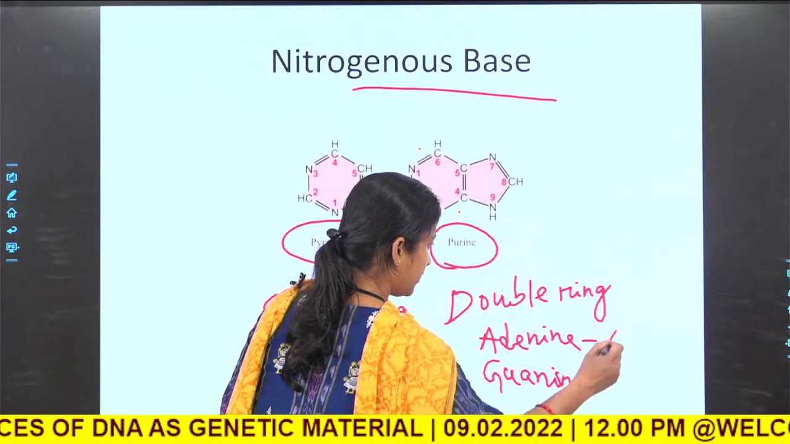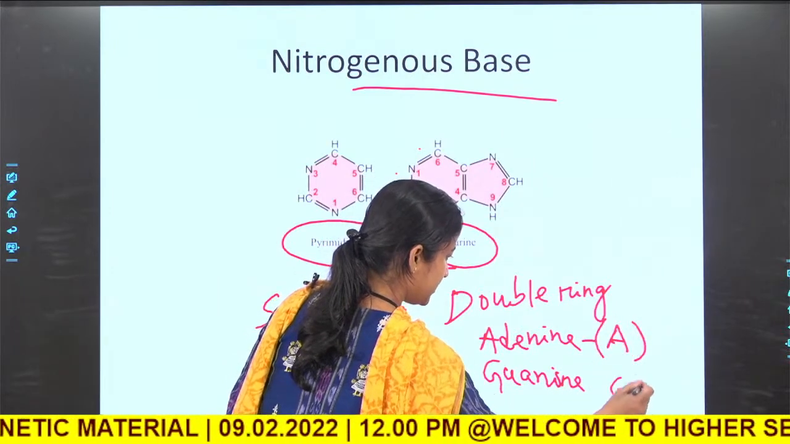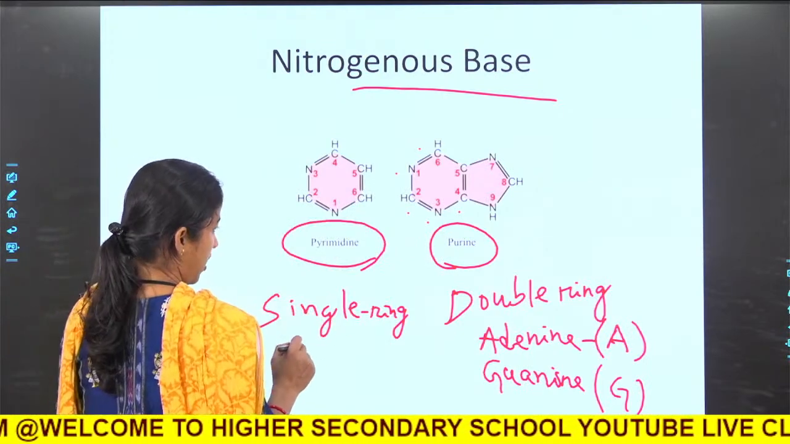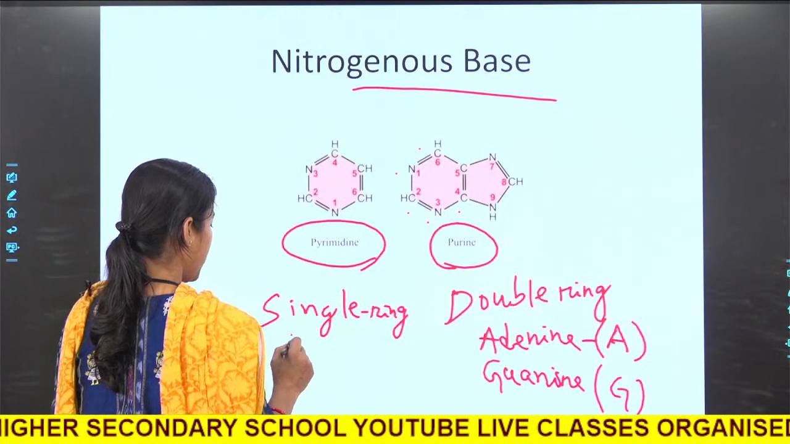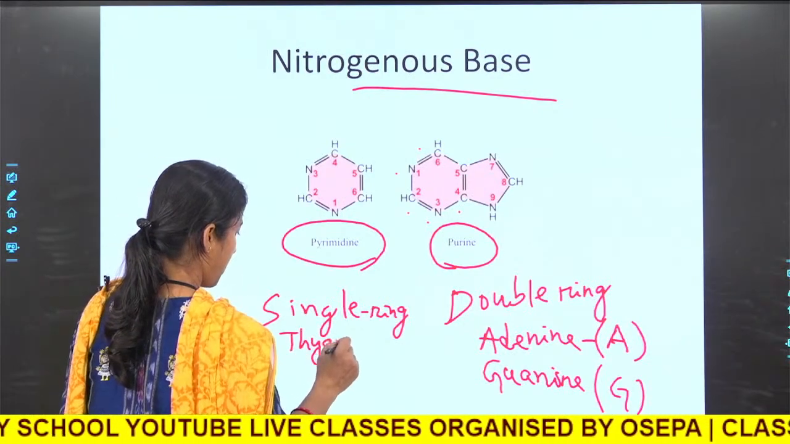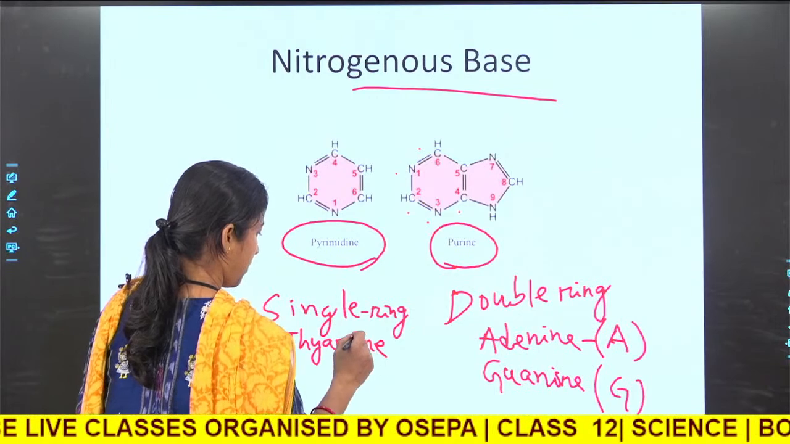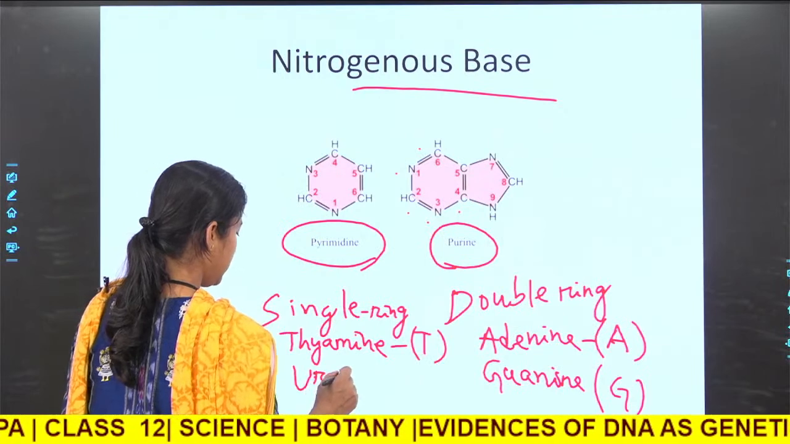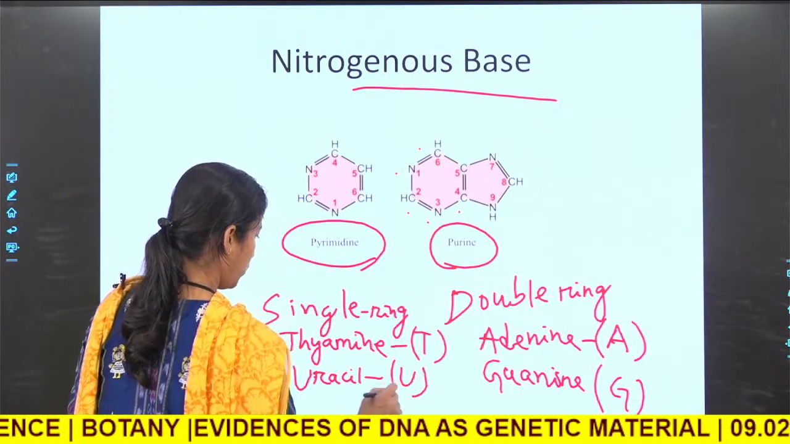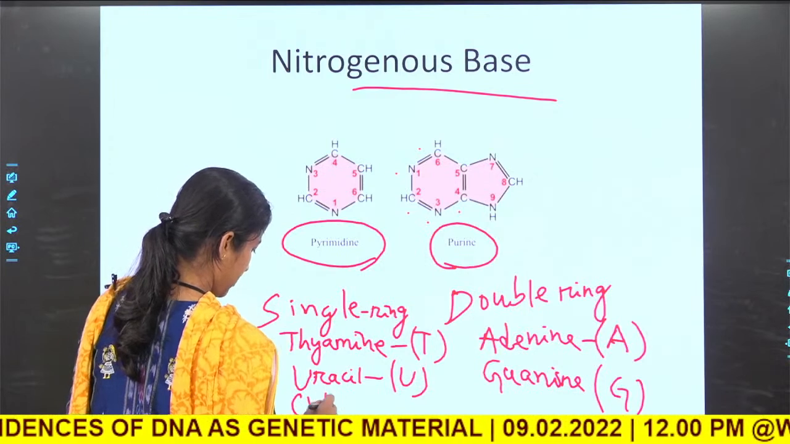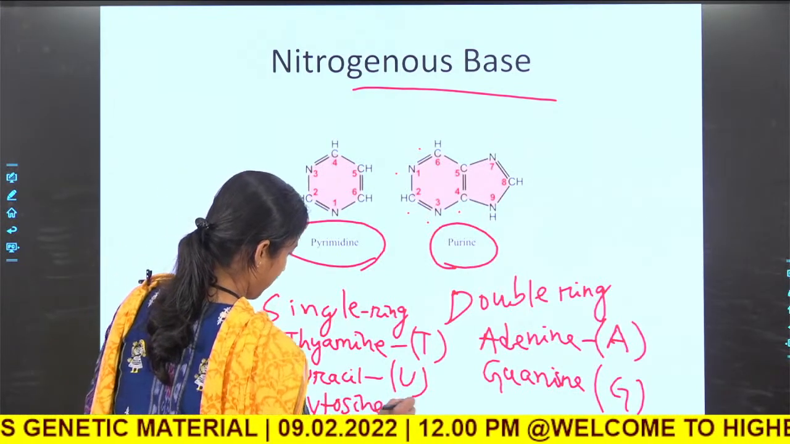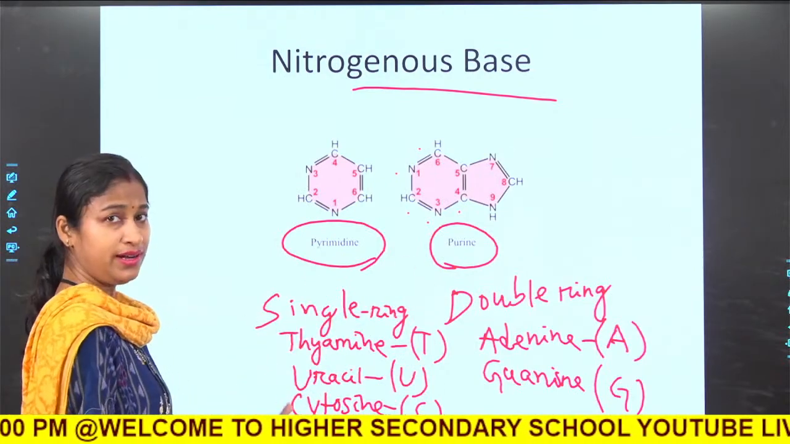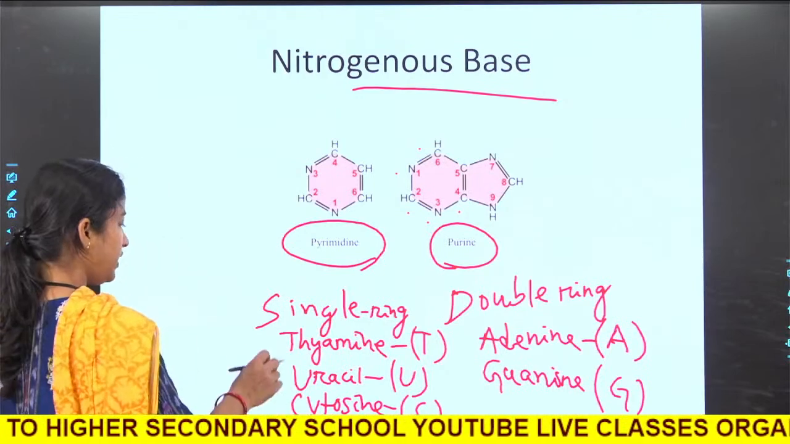These two are, in short, called A and G. These are the purine bases, and the single ring bases, or the pyrimidines, are thymine, T for short, uracil, U, and cytosine, C. So adenine and guanine are the purines, thymine and cytosine are the pyrimidines which are found in DNA.